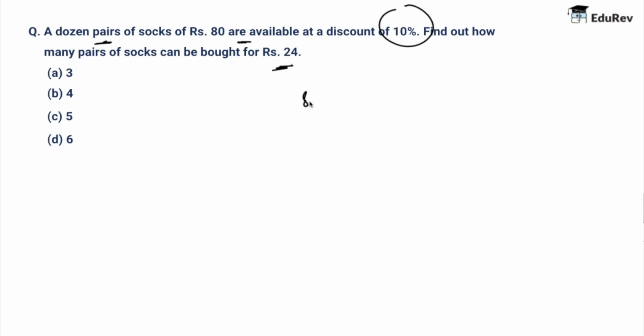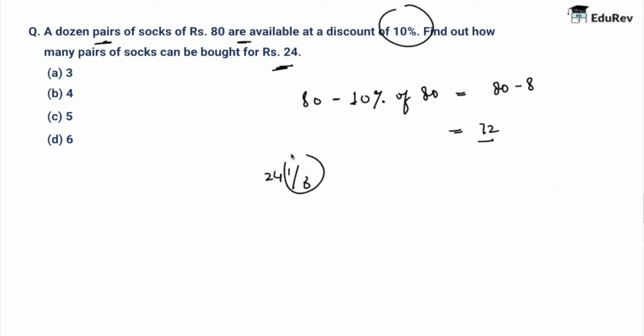So selling price is going to be nothing but 80 minus 10% of 80. Correct? And when I'm going to solve it, it's going to be 80 minus 8, that is nothing but 72. So for rupees 72, a dozen pair of socks are available. Thus, at rupees 24, 1/3 of a dozen, that is 4 pairs, are going to be available.